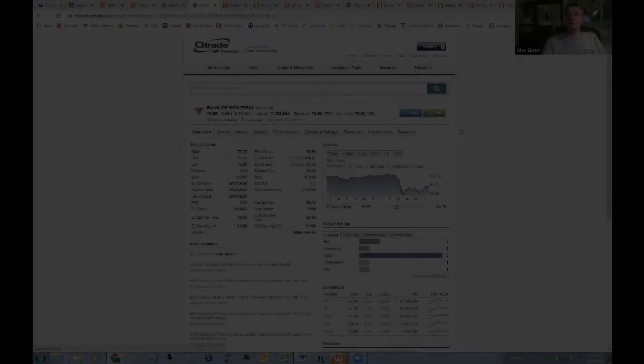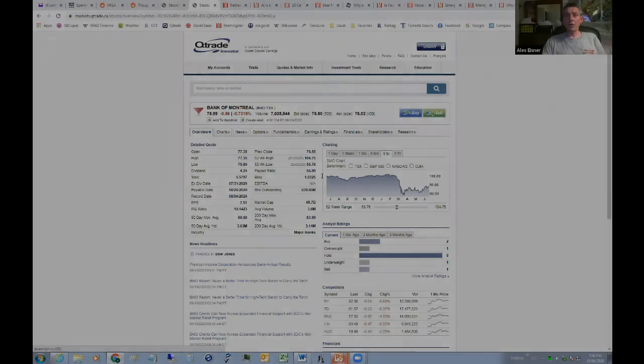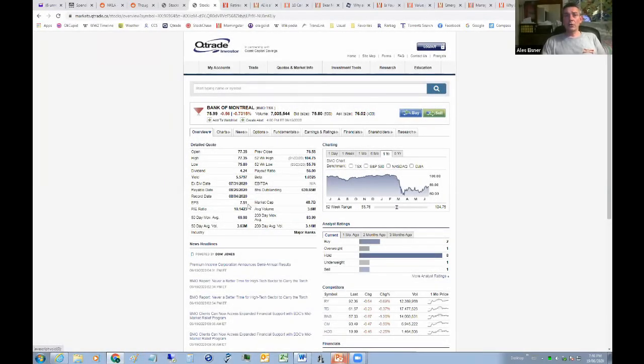Let's look at some of these ratios. Okay, here's earnings per share, EPS. Here's the PE ratio. So you'll note it's around 10, which is pretty low by most standards.